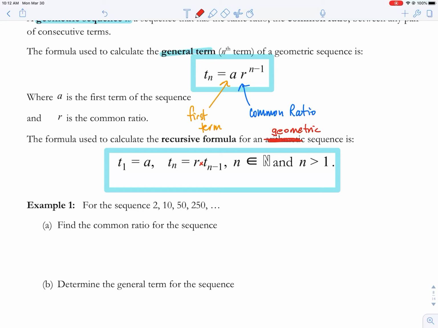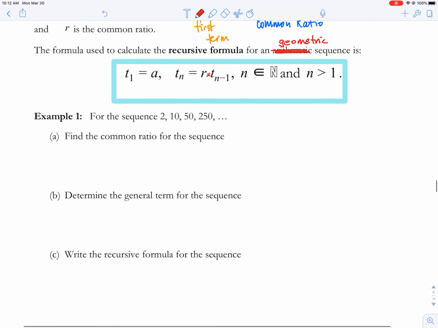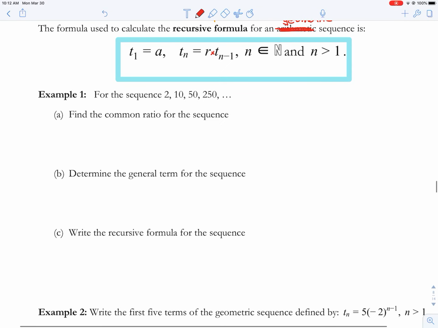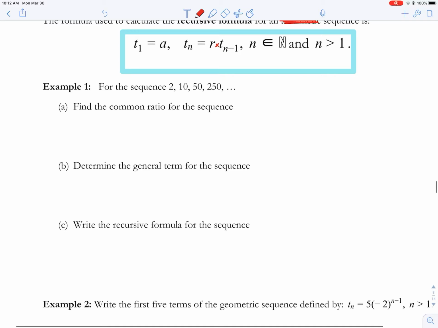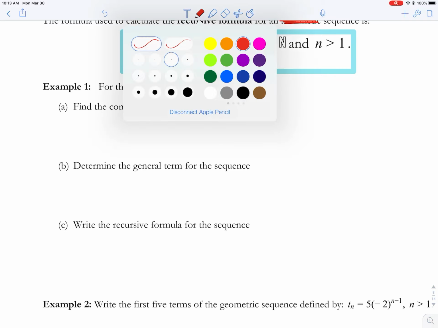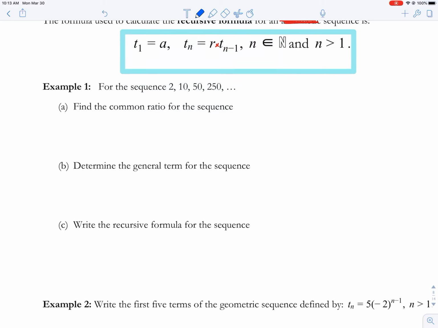We're going to be using both of these formulas. So an example one, it says for the sequence 2, 10, 50, it's asking us what is the common ratio for this sequence.